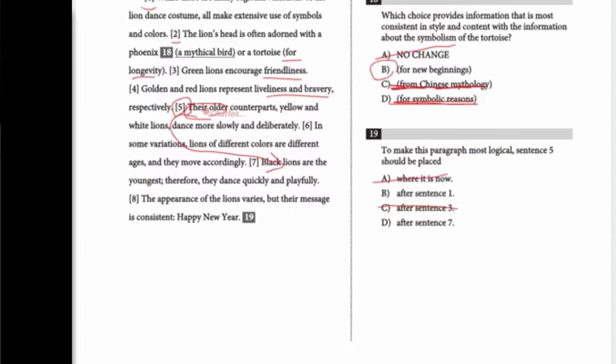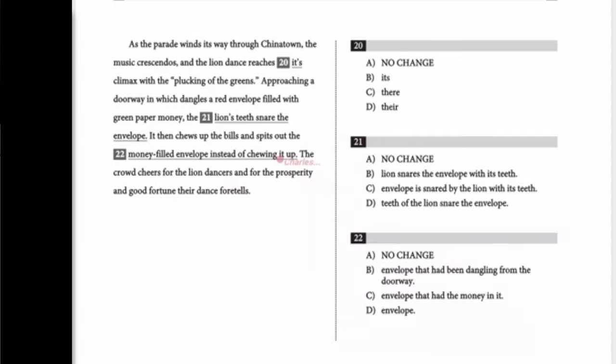So we've got a good sort of pronoun link back to the black lions. And then with the contrast of their older versus younger and the dance slowly and deliberately versus quickly. It's definitely D. 19 is D after sentence 7. Moving on to 20.